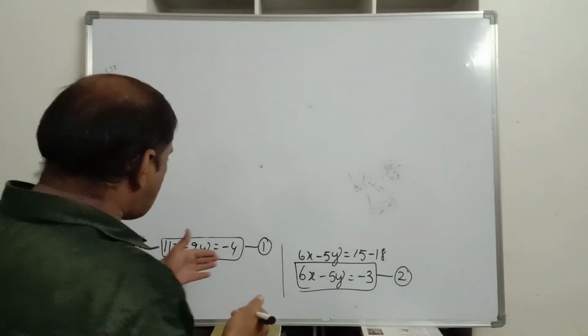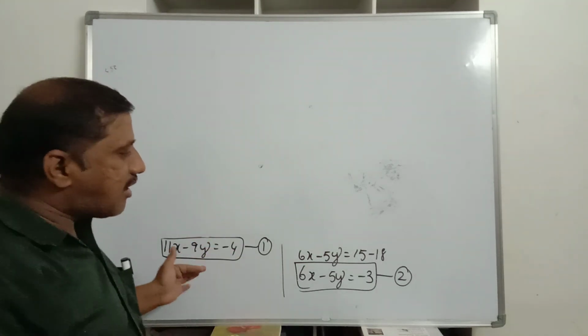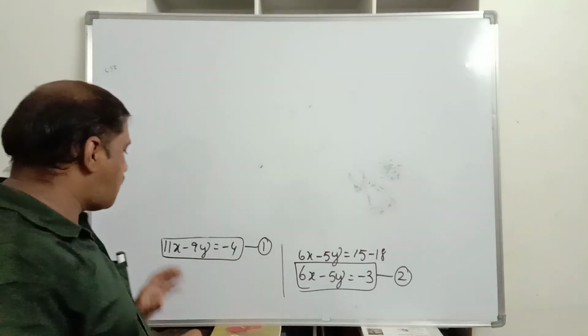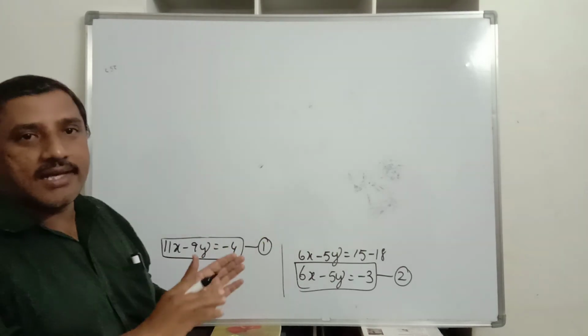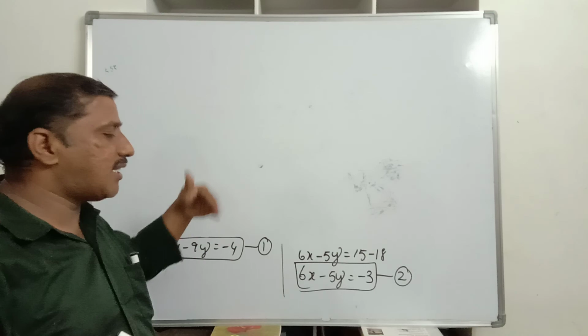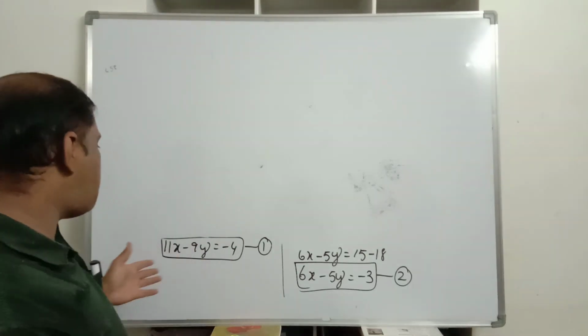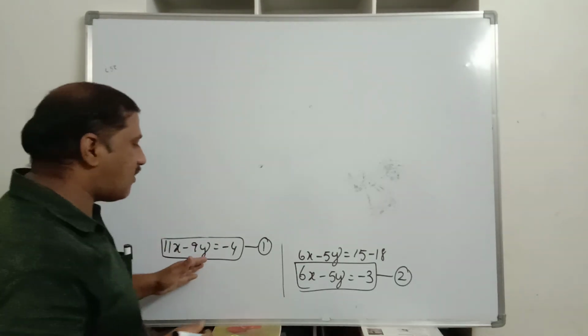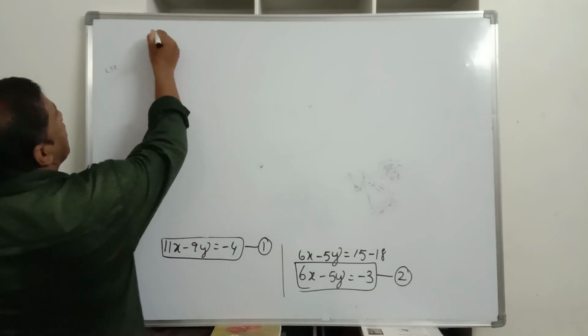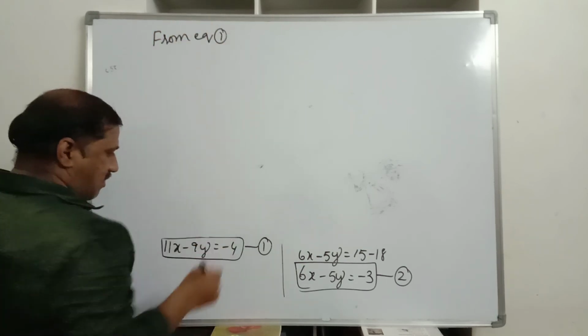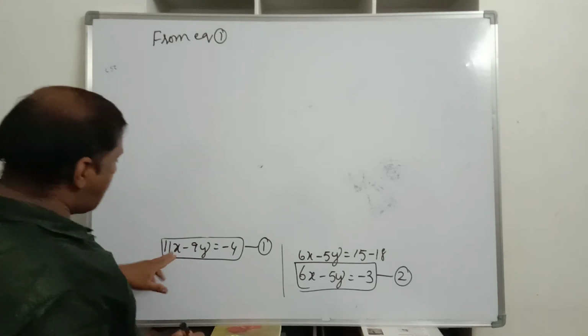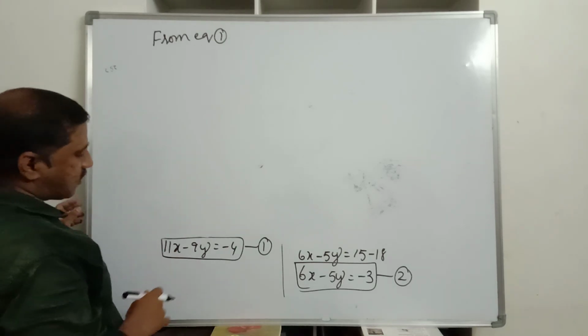Now solve these two equations. So how do we solve? By using the substitution method. From equation 1 or from equation 2, write the x value and substitute in the other equation. So I am taking equation 1. What is equation 1? Here it is 11x minus 9y is equal to minus 4.